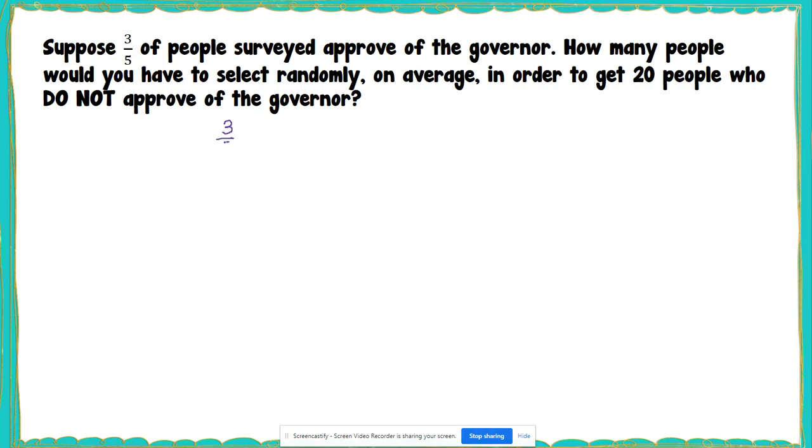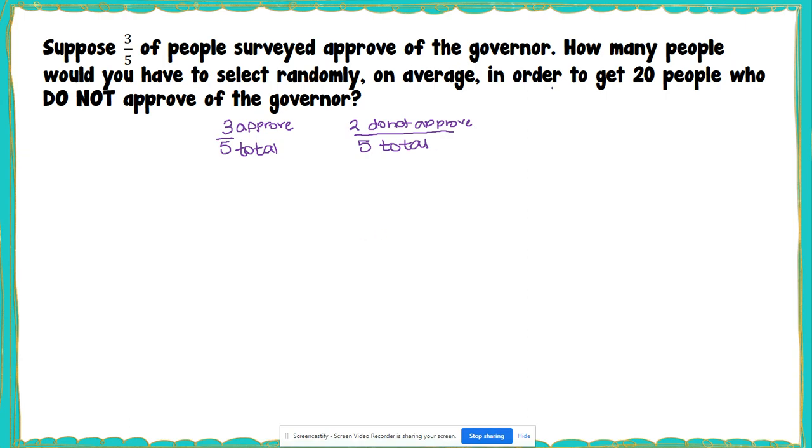If I say 3/5 approve, this means that 3 people approve of the governor out of 5 total people. So, for every 5 people that you survey, 3 of them approve of the governor. This means that since 3 approve out of 5 total, there are 2 who do not approve out of every 5 people.